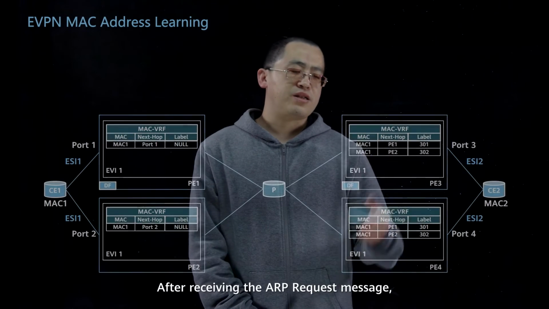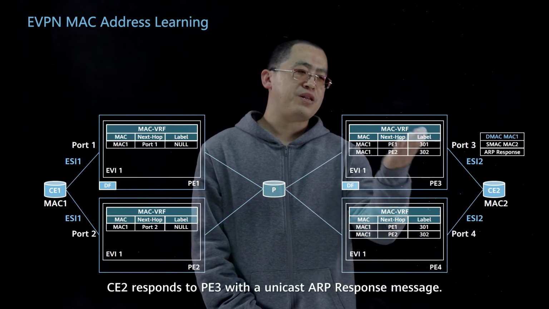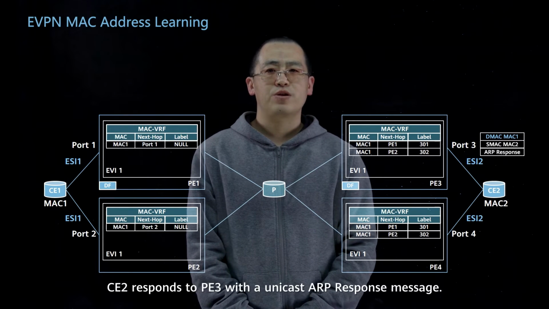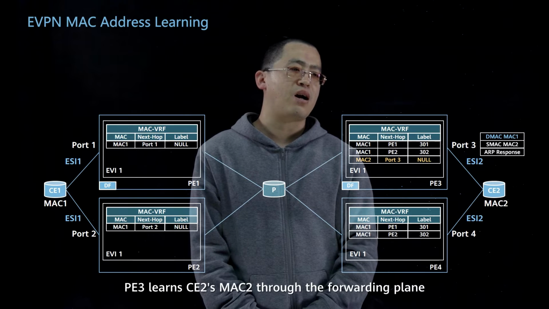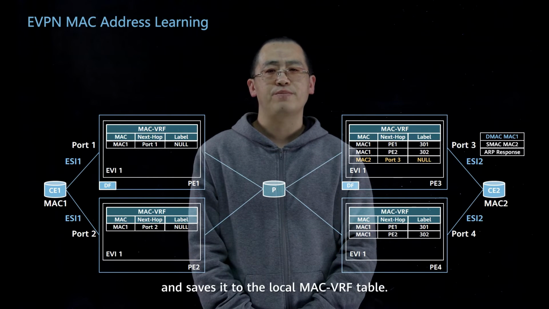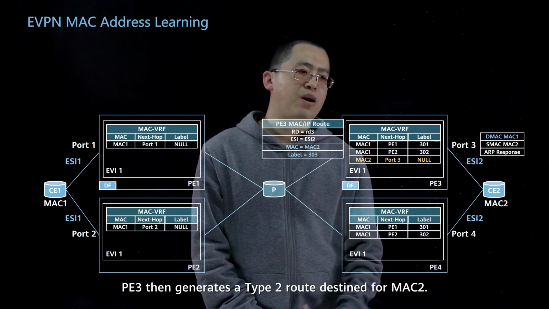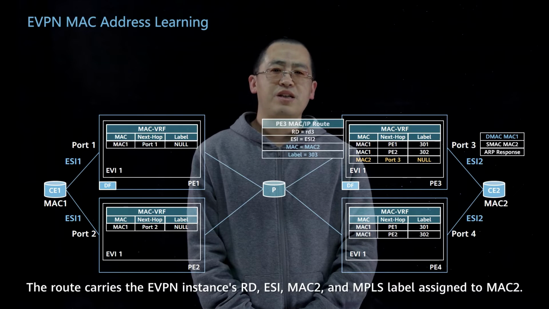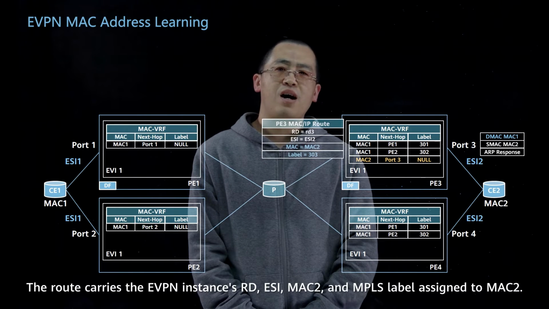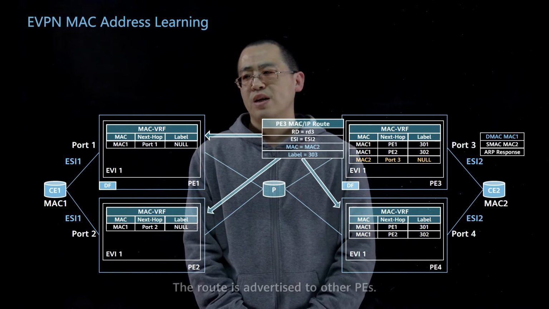After receiving the ARP request message, CE2 responds to PE3 with a unicast ARP response message. PE3 learns CE2's MAC2 through the forwarding plane and saves it to the local MAC VRF table. PE3 then generates a Type 2 route destined for MAC2. The route carries the EVPN instance's RD, ESI, MAC2, and MPLS label assigned to MAC2. The route is advertised to other PEs.